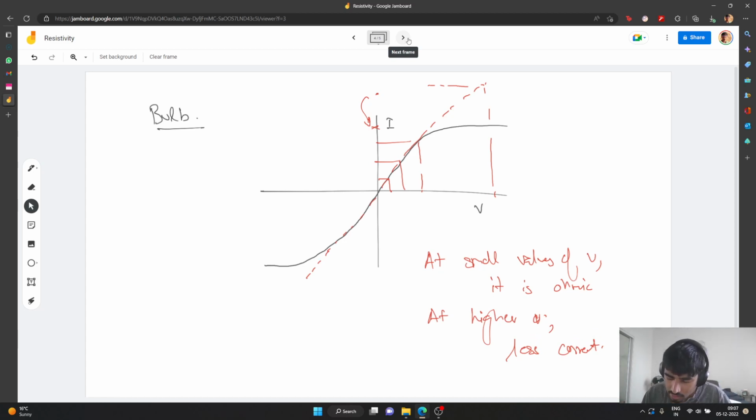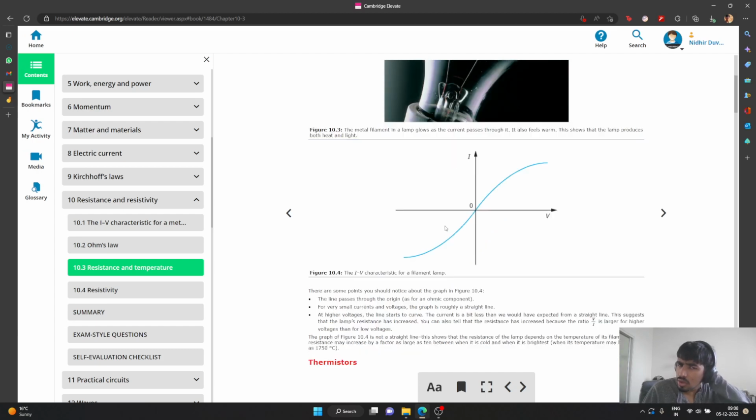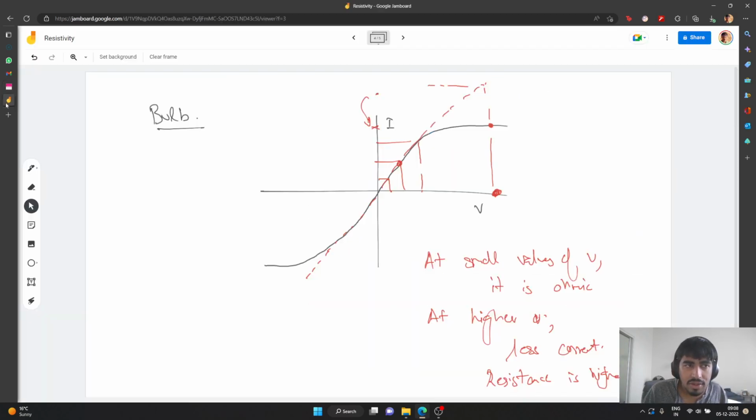more. So the resistance is higher than at low. So at this point, if you observe the resistance, then it will be V by I, this will be higher than this one, because at this point it's allowing more current to pass, right? So this is what your book talks about. So is this component ohmic? No, it is not ohmic. Okay.